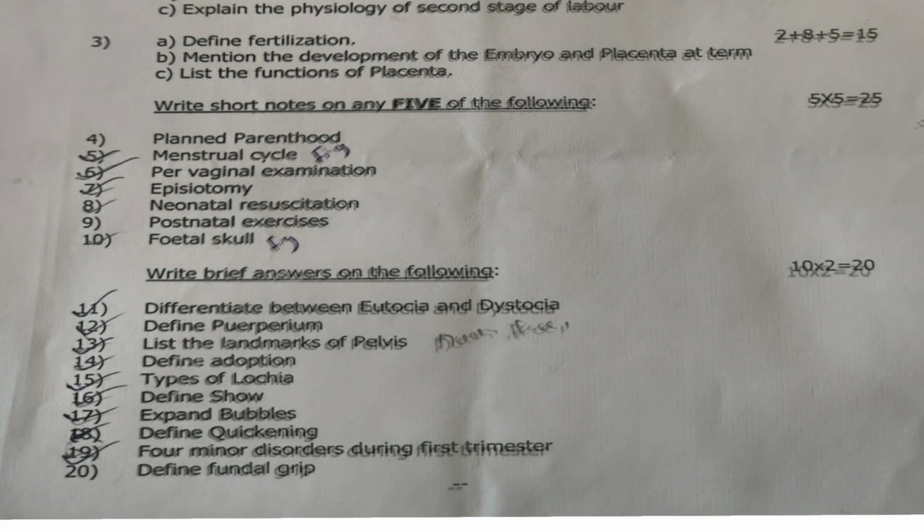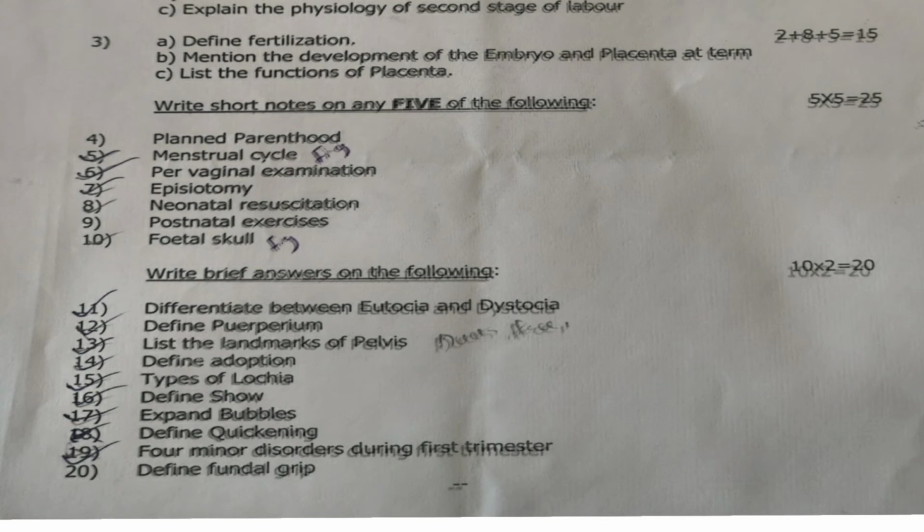The fourth question is Planned Parenthood. Fifth question, menstrual cycle. Sixth question, per vaginal examination. Seventh question, episiotomy. Eighth question, neonatal resuscitation. Ninth question, postnatal exercises. Tenth question, fetal skull. I repeat the short notes.